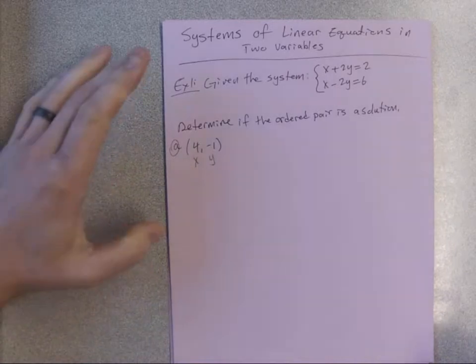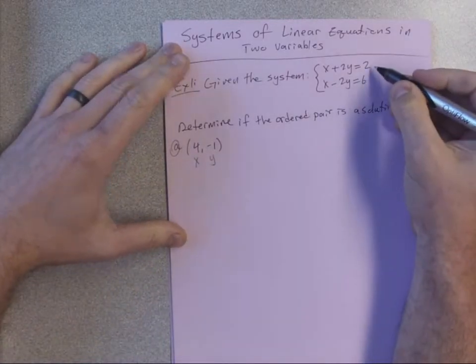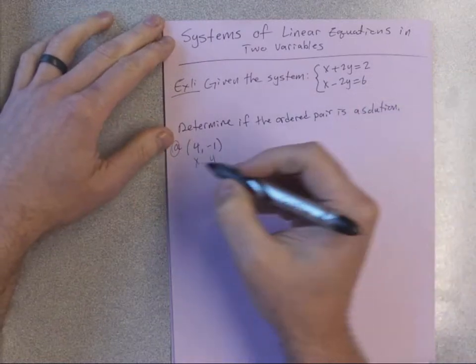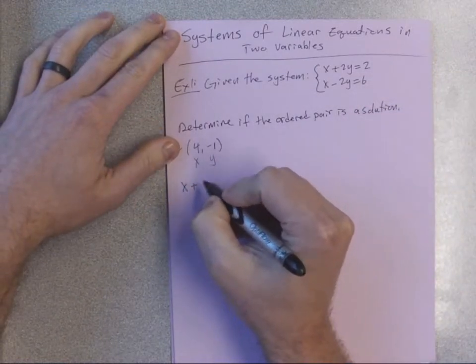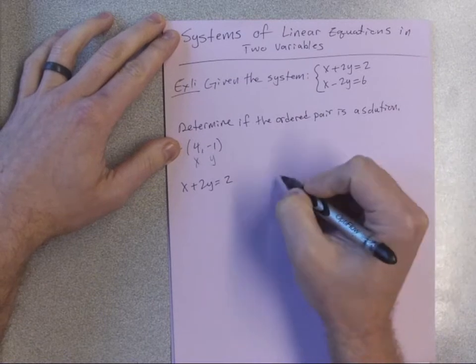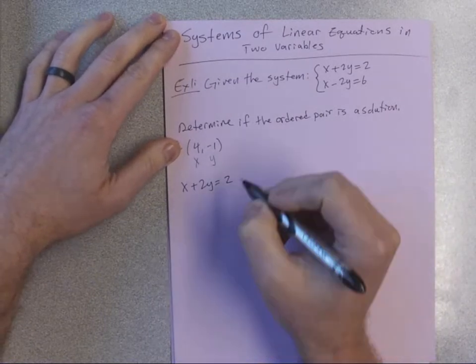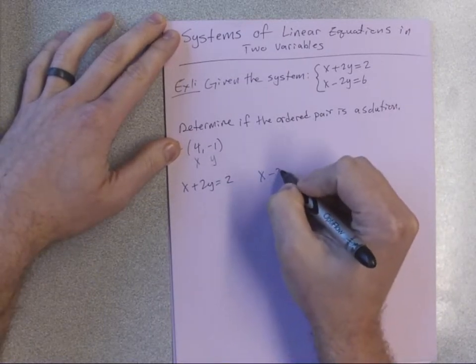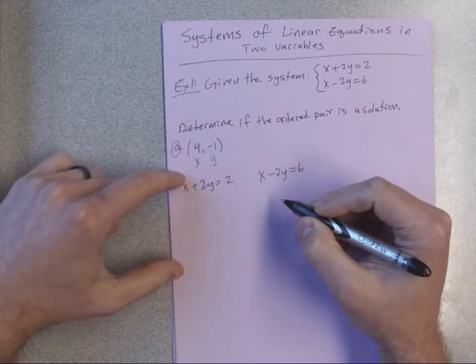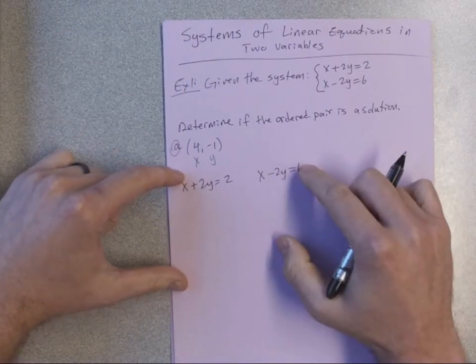Alright, so let's look at that. So I'm just going to write both of these right here next to each other, and then we're going to work down plugging in these values. So the first equation is x plus 2y is equal to 2. And then over here next to it is going to be x minus 2y is equal to 6. So I'm just going to work this side first, and then we'll do this one next.